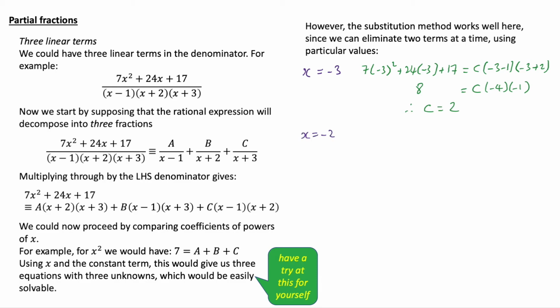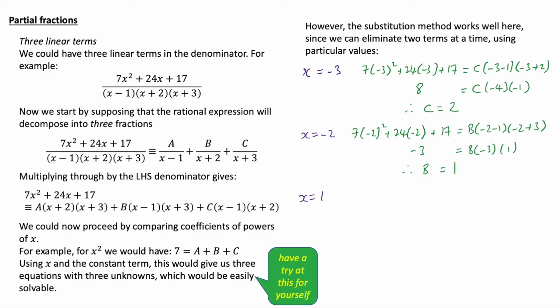First we're going to use minus 2 because that makes the x plus 2 bracket 0, so that will get rid of our A and our C. And we have this, which is 7 times minus 2 squared plus 24 times minus 2 plus 17, and that equals B. Obviously the A term and the C term are 0. So it's B times (minus 2 take away 1) times (minus 2 plus 3). Again, we tidy that up, so we have minus 3 equals B times minus 3 times 1, and that means B is 1.